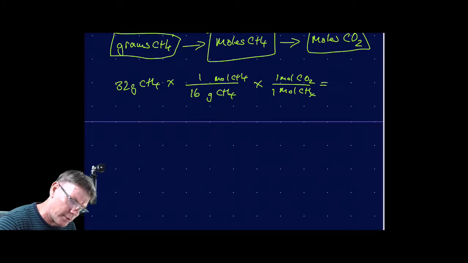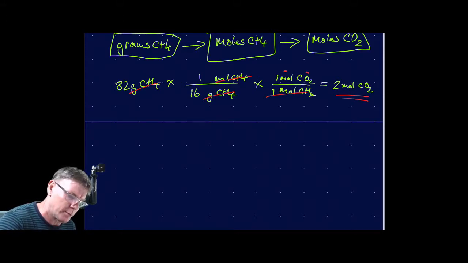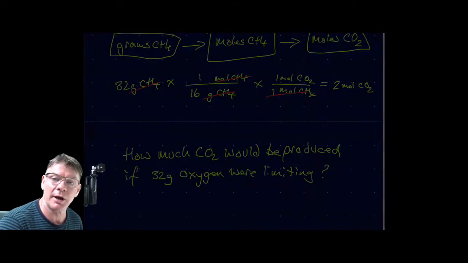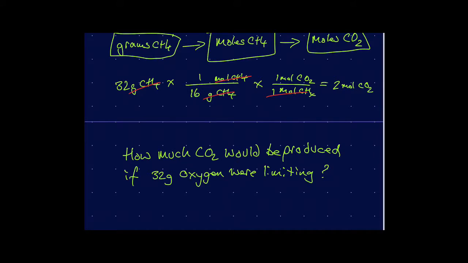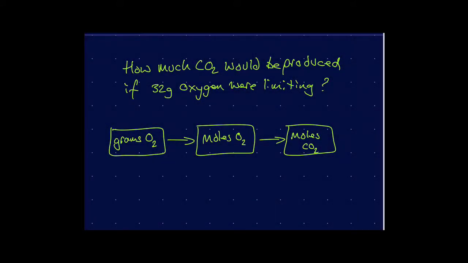And that's going to give us, well, 32 divided by 16 is going to be 2 mole CO2. You can perform a quick check by cancelling like terms, so moles of CH4 cancel, and our result is in moles of CO2, which is precisely what we want. In the second calculation, we work out how much CO2 would be produced if oxygen were limiting. So, the strategy we'll use, as before, is to convert grams of oxygen into moles of oxygen and then convert that into moles of CO2.